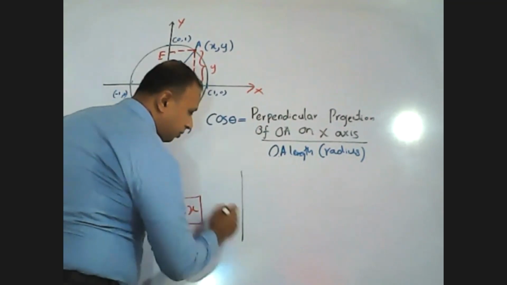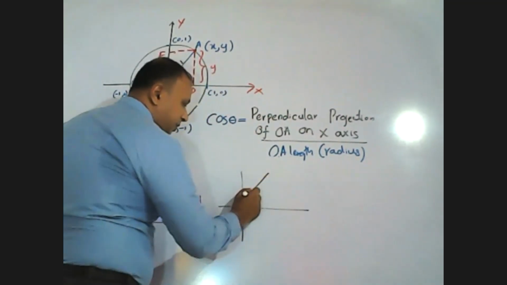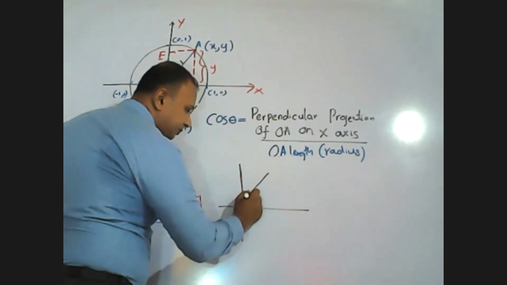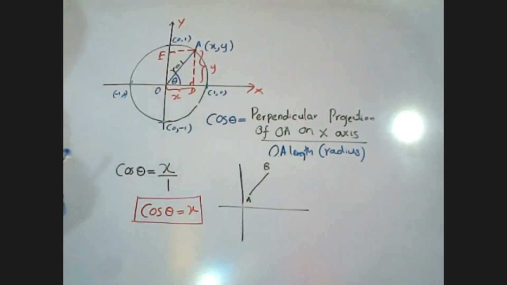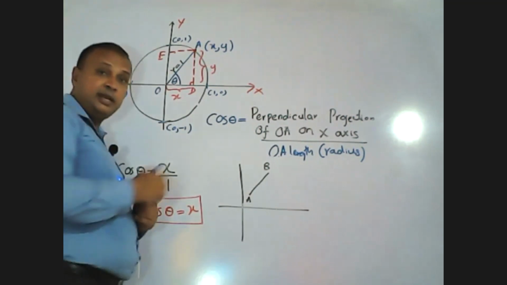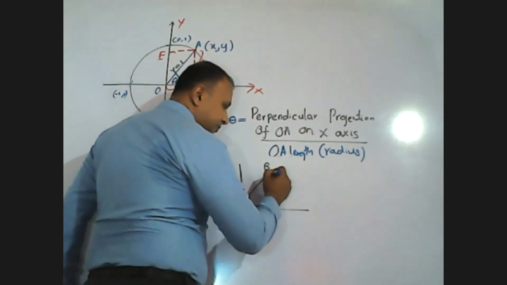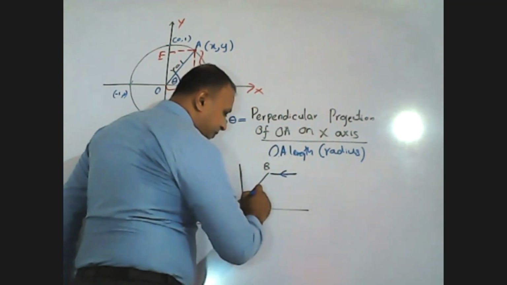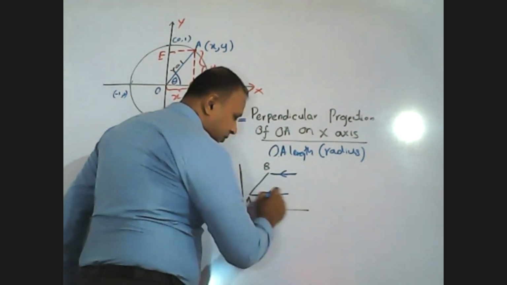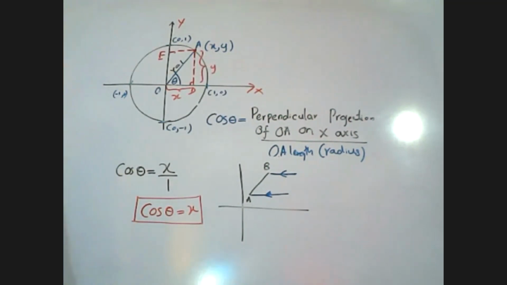If we want to find the perpendicular projection of a line segment on the y-axis, you have to incident a light beam from here, perpendicular, so a parallel light beam. You have to incident a parallel light beam from here.